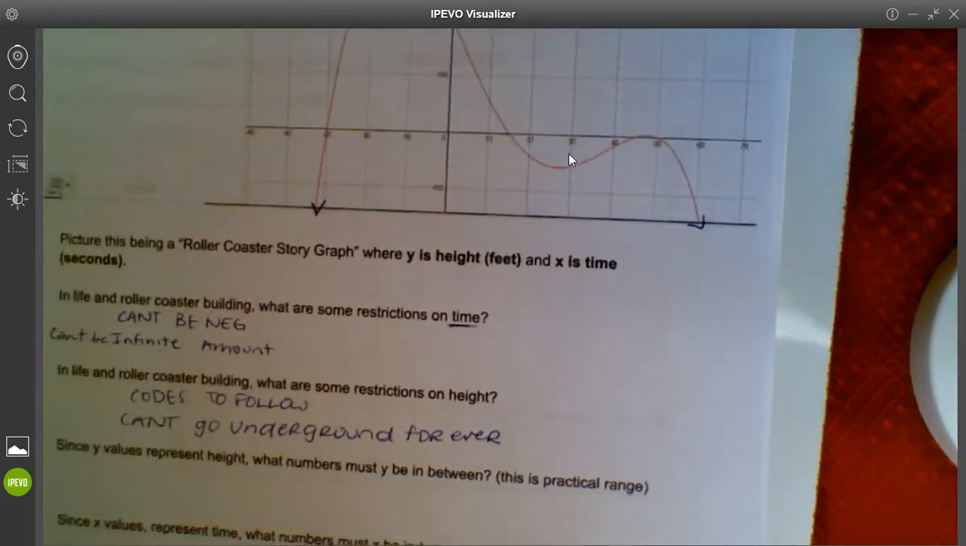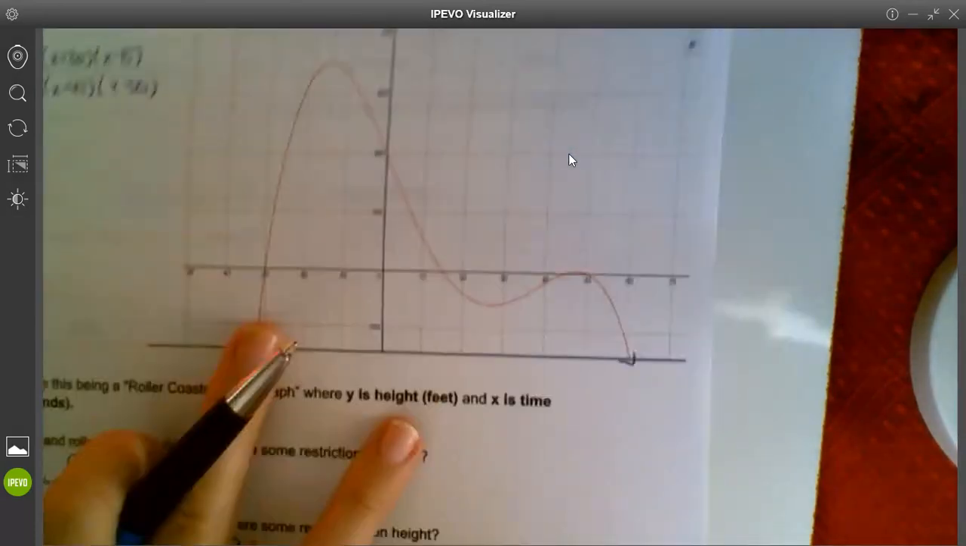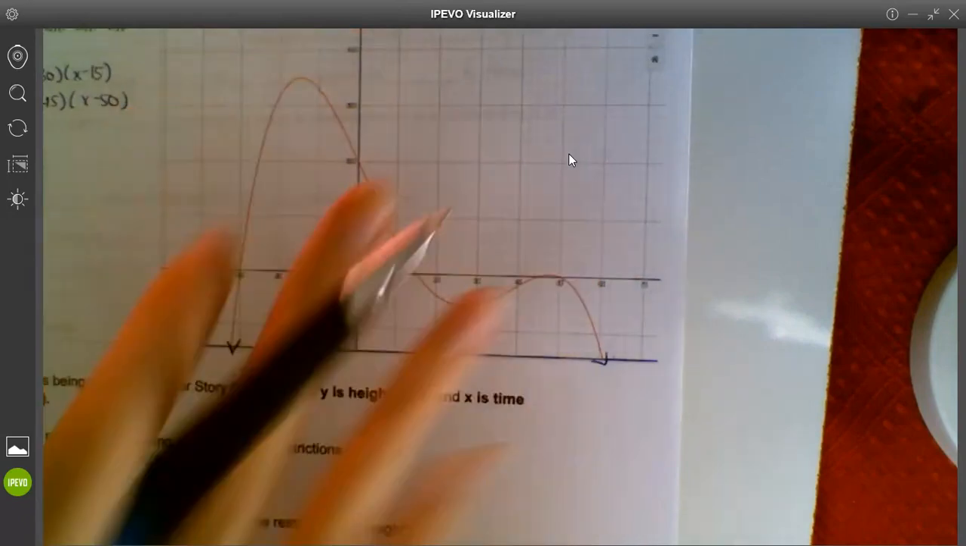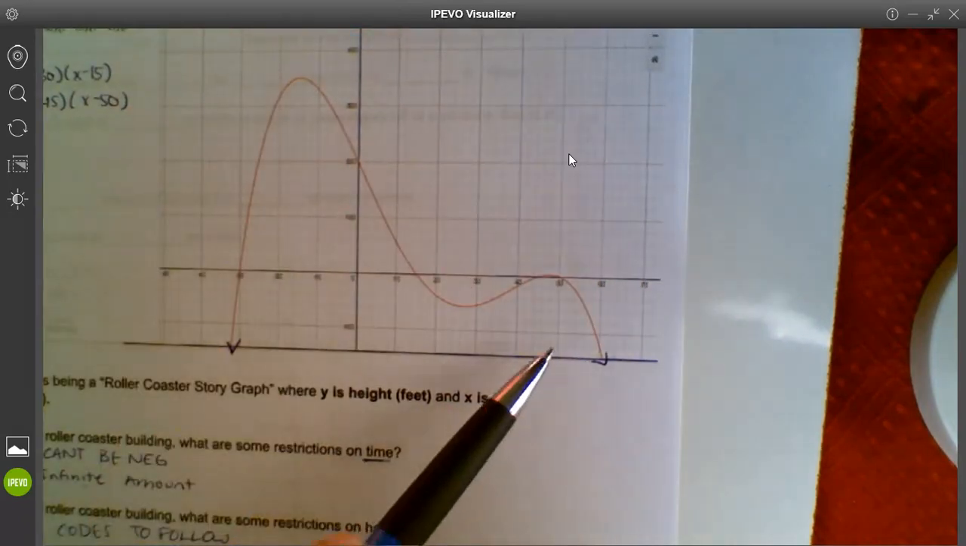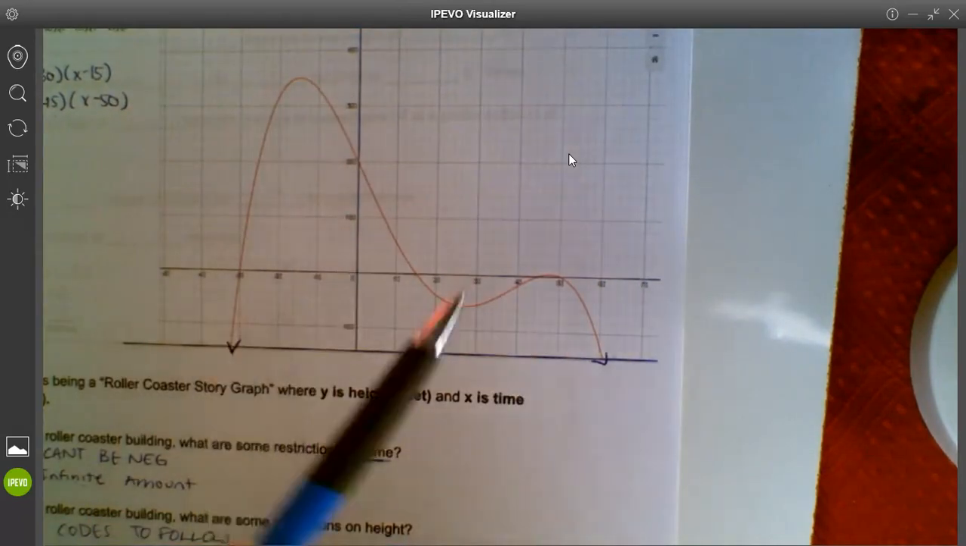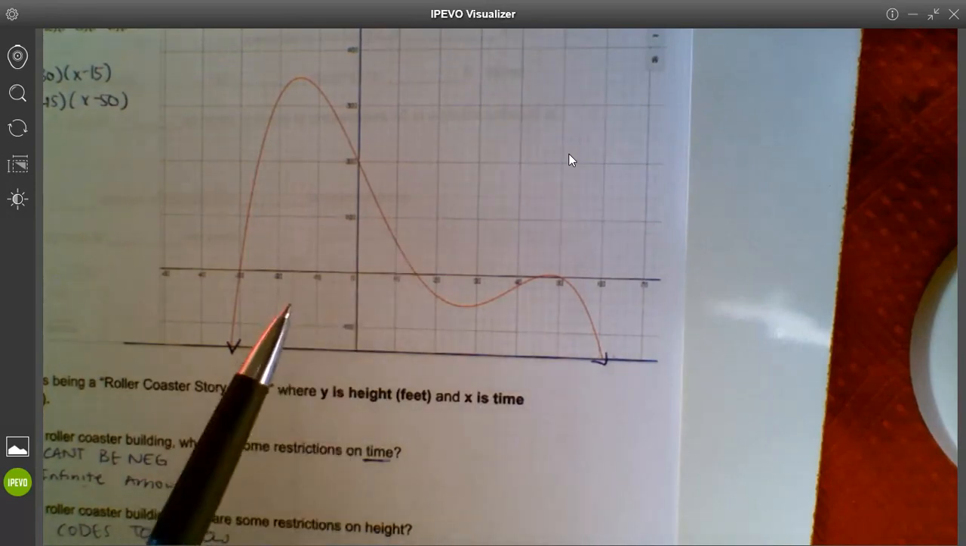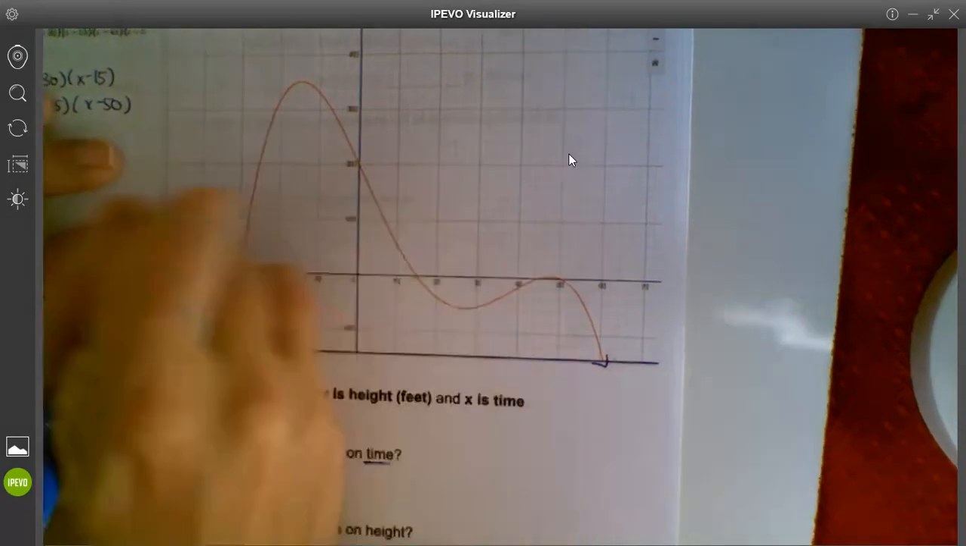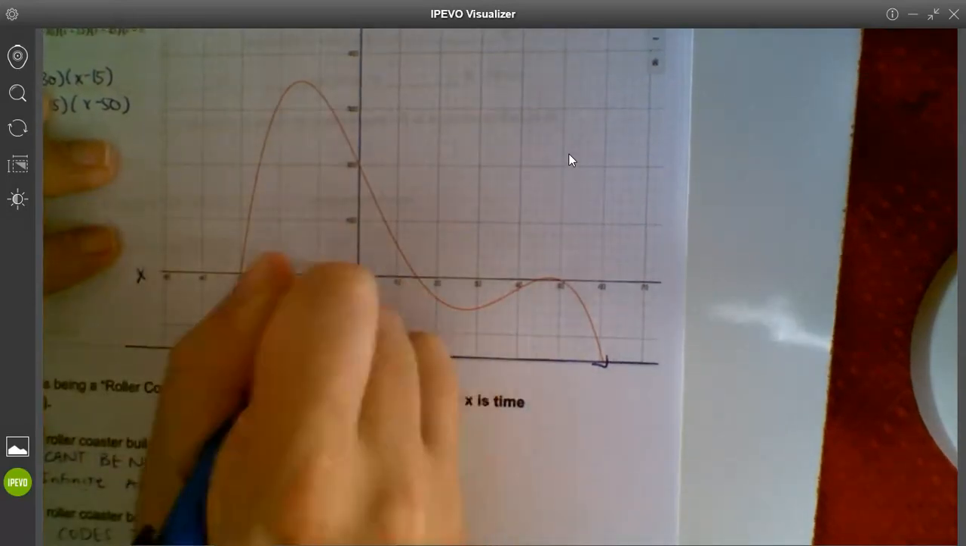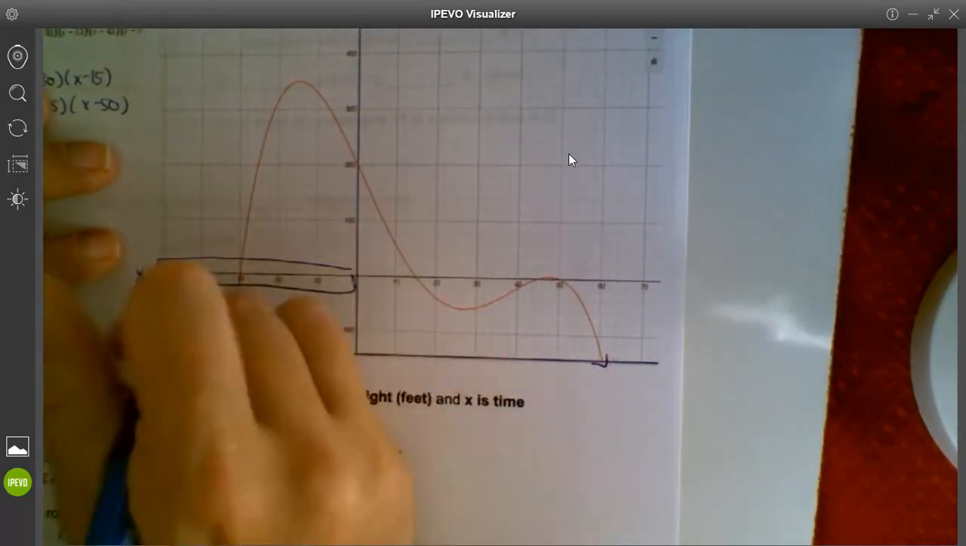So in this specific case, this graph is the whole polynomial. We now know that this whole polynomial can't represent a real life roller coaster, because here is my x-axis. I know that anything over here is negative time.